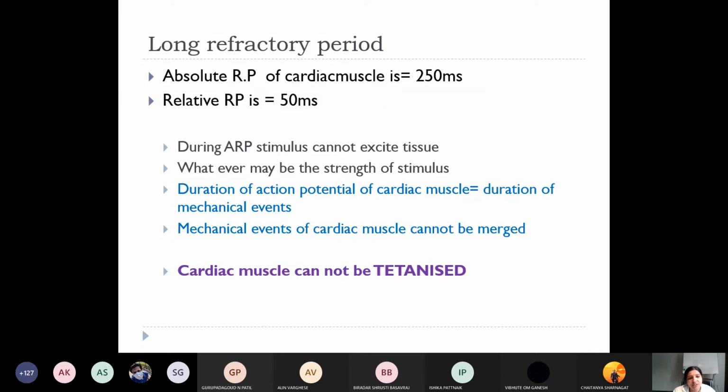So the duration of action potential of cardiac muscle is equal to the duration of mechanical events, and that's why the mechanical events of cardiac muscle cannot be merged. We can't merge atrial and ventricular events, right? So all these: long refractory period, vagal escape, extrasystole and compensatory pause, all contribute towards the cardiac muscle never getting tetanized, even if you give repetitive stimulus continuously.